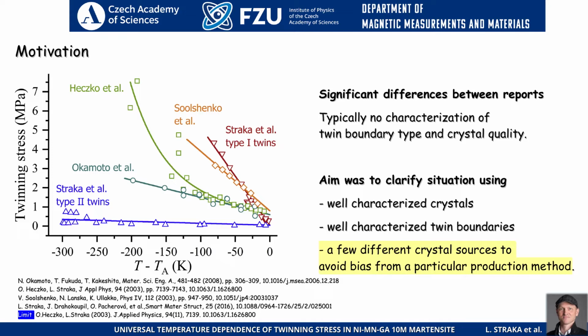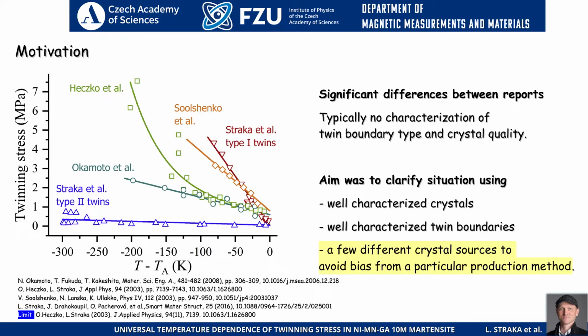Now we look at the development of twinning stress with temperature. Here on the x-axis, we have, for some reason, not absolute temperature, but distance from martensite transformation. And on the y-axis, we have twinning stress. And this is a collection of data from several reports.